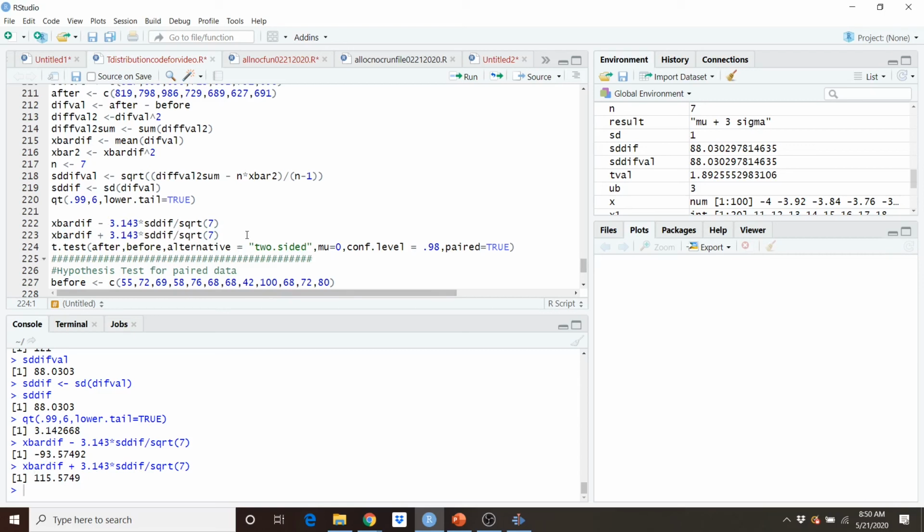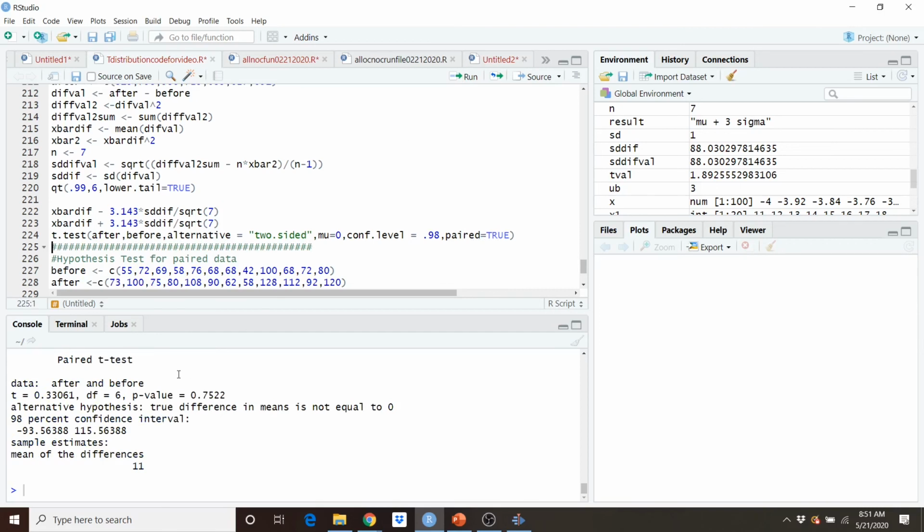Now, that's the long way. But this could be done a whole lot easier if we simply use t.test. Notice I've got after minus before. I've got alternative equals two.sided. Now, my mu is 0. I want to see if this difference is different from 0. Confidence level is 0.98. And notice this command I've put in, paired equals TRUE. This is important. Paired equals TRUE because we're dealing with paired data.